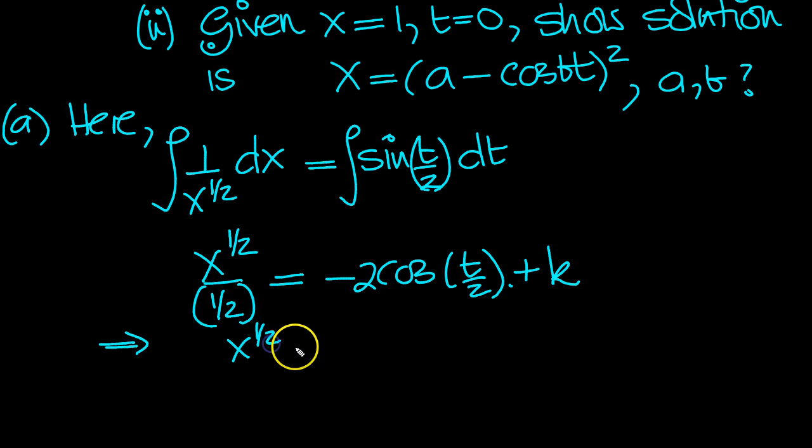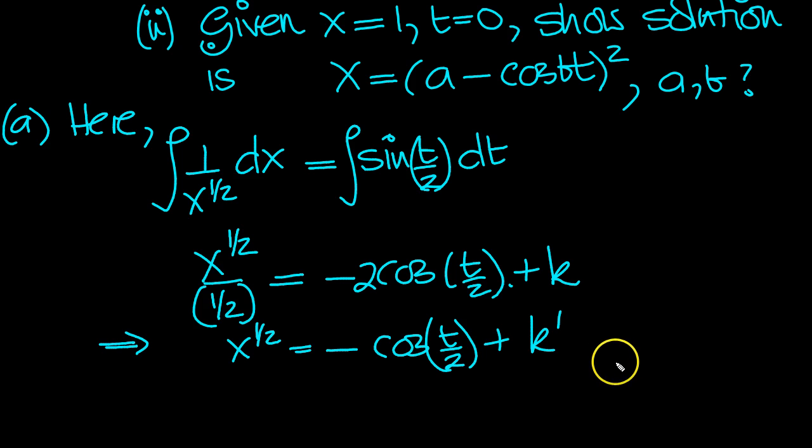Now move the half up from divide to times, so that tells us that x to the half is equal to a half of this, which is just minus 1 lot of cos t over 2, since 2 times a half is 1, and then a half k, which we can just replace by k dashed, a constant of integration. So instead of writing a half k, I've just written k dashed.